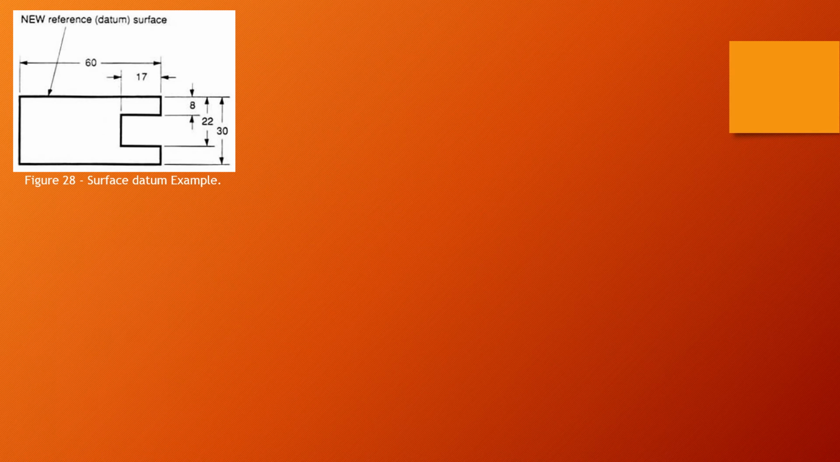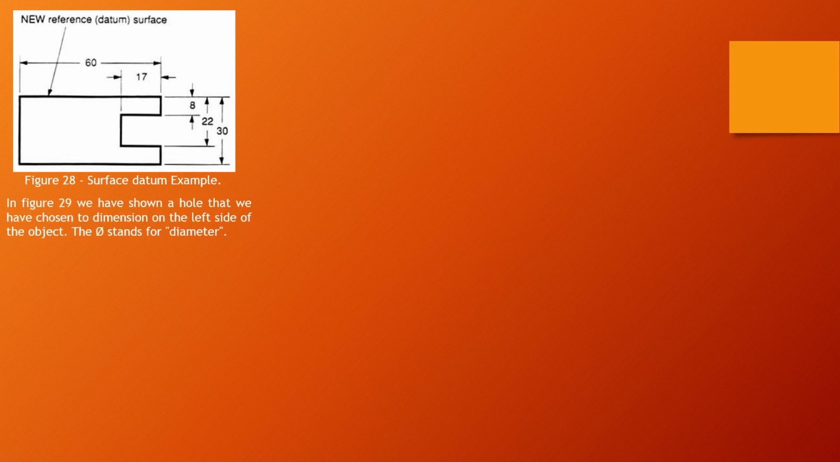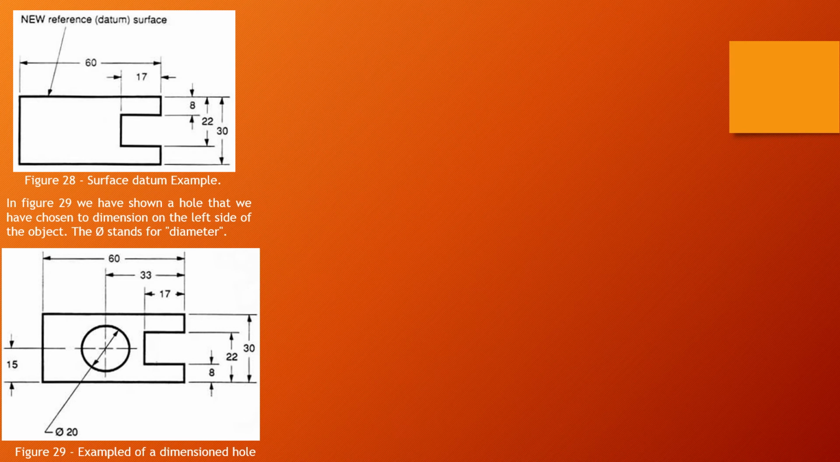In figure 28, a surface datum example is given. In figure 29, we have shown a hole that we have chosen to dimension on the left side of the object. The theta symbol is the standard for diameter. You can see it, that is the standard diameter. We need to mention it. If there is a hole inside, we have to tell the diameter. Here is one example.